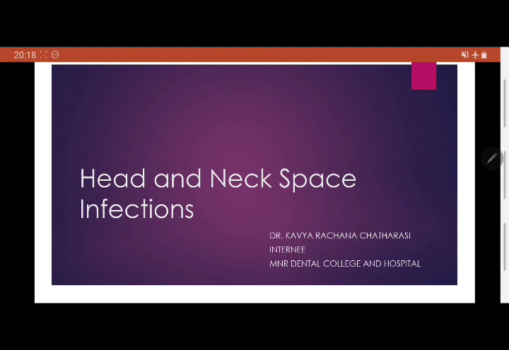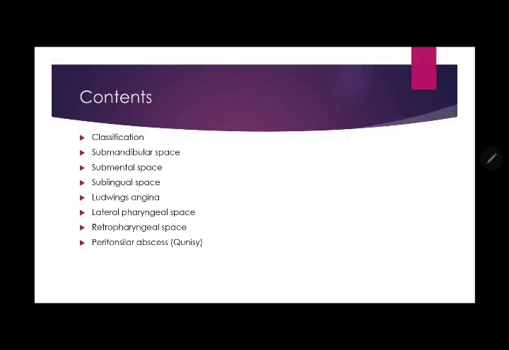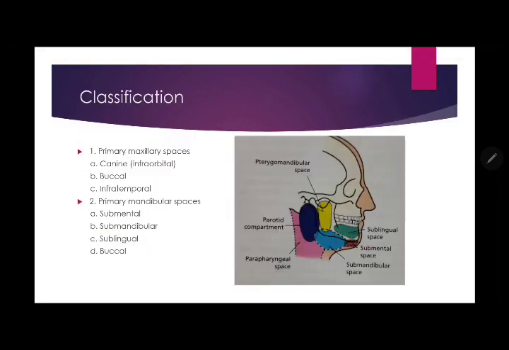In this presentation, I want to discuss head and neck space infections under these subheadings. Starting with the classification, this classification is mainly according to the involvement of the spaces. That includes primary maxillary spaces, which include canine, that is infraorbital space, buccal space, infratemporal space, and next is the primary mandibular spaces, which include the submental space, submandibular space, sublingual space, and buccal space.